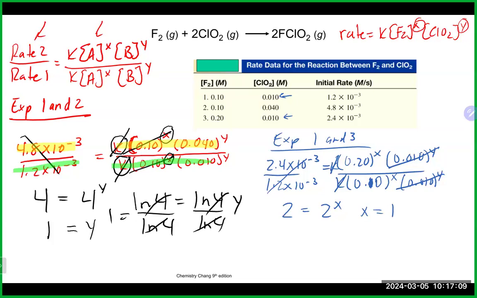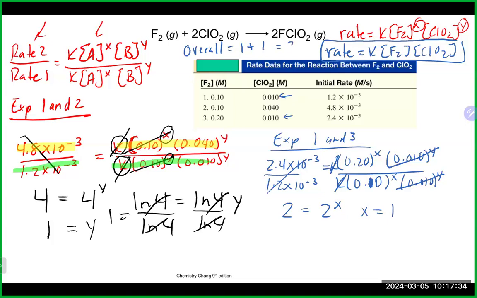The order with respect to ClO2 is first order. We can now write the completed rate law, which is the rate is equal to k times the concentration of F2 times the concentration of ClO2. The overall order for this reaction is going to be 1 plus 1, each of the orders added together, which gives us a second order. First off, any question on that calculation there?